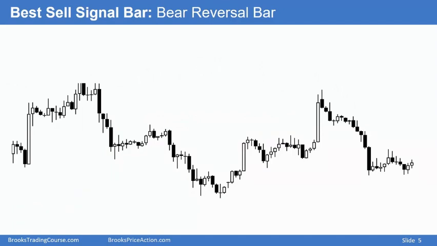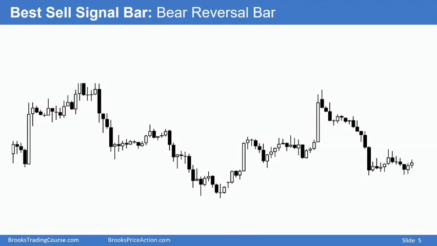The best sell signal bar? Well, it's a bear reversal bar. Here, we have a bear trend. Now we have a bull trend, but we have a buy climax and a double top, slightly lower high, 2 legs up in a trading range. We have 2 legs up, 1 pullback 2, 2 legs down, 1 pullback 2, 2 legs up, 1 pullback 2. And after 2 legs in a market that looks like it's in a trading range, traders start looking for reversals.